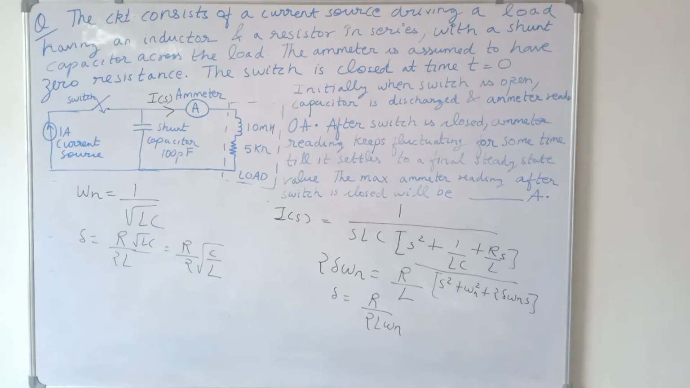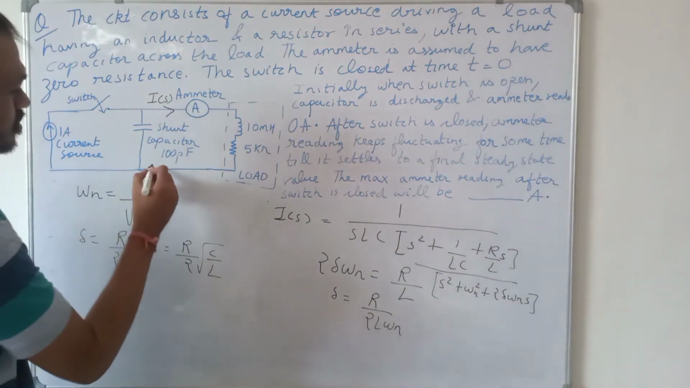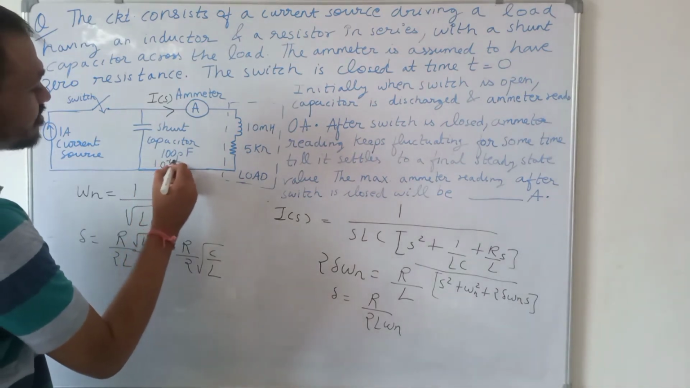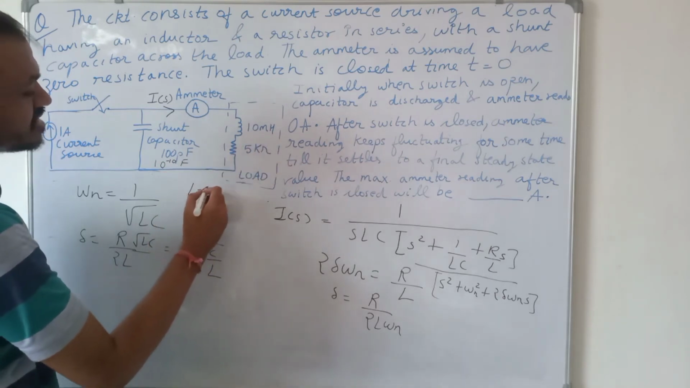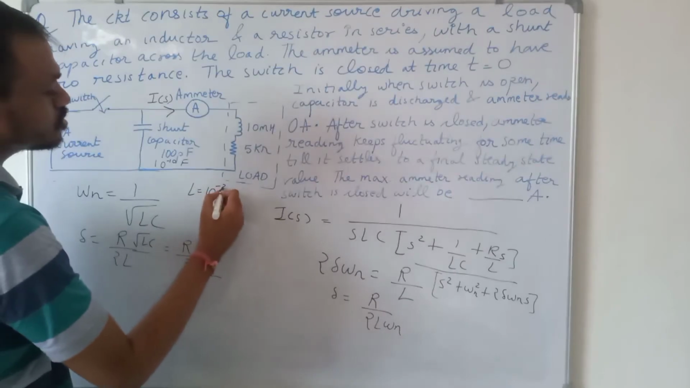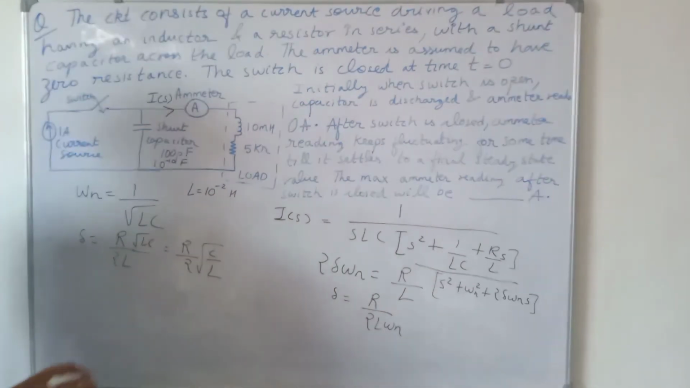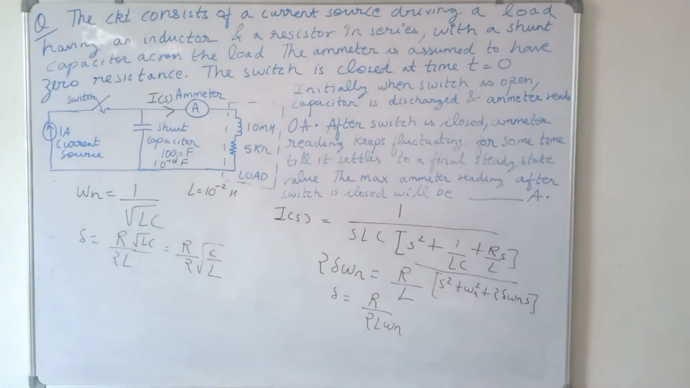So if we substitute the value R equal to 5 kilo ohm and C equal to 100 picofarad, meaning 10 to the power minus 10 farad. C is 100 picofarad given, so C is 10 to the power minus 10 farad, and L is 10 millihenry given, so L is 10 to the power minus 2 Henry. So if you substitute these values, then you get zeta equal to 0.25.